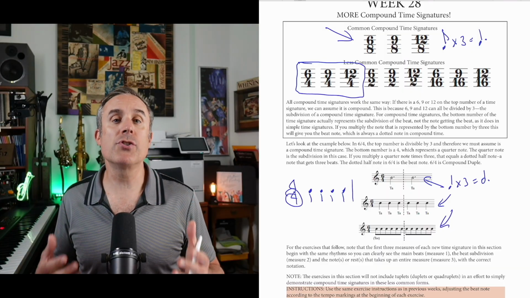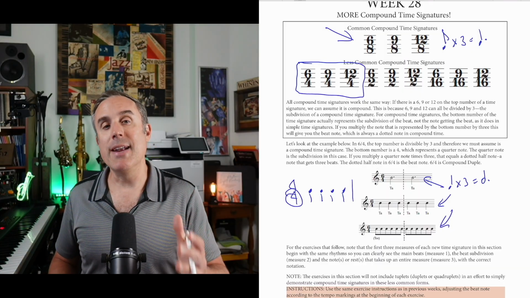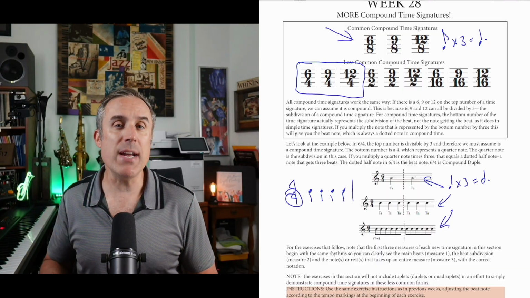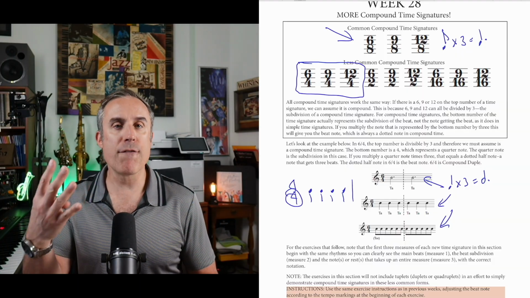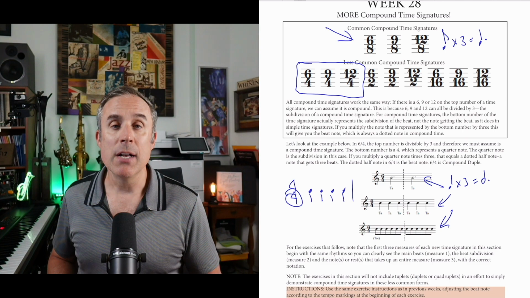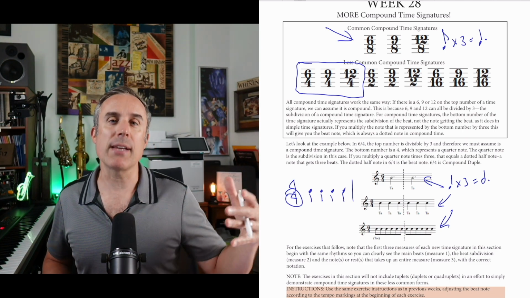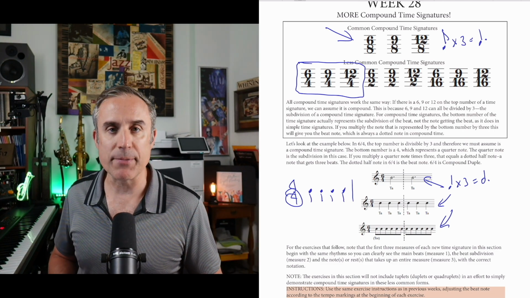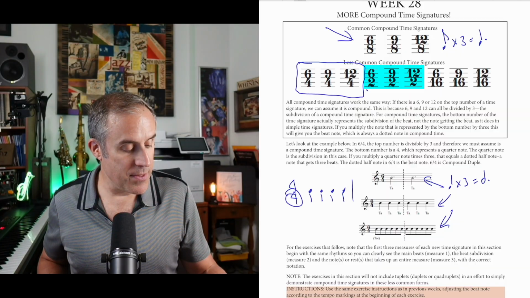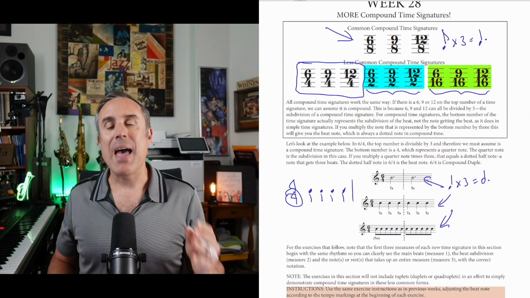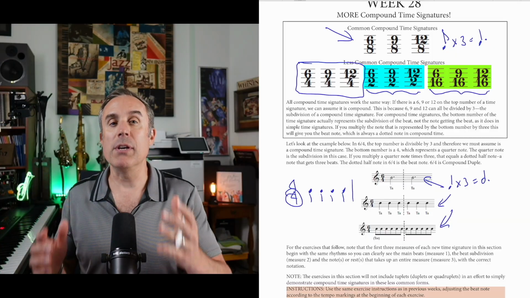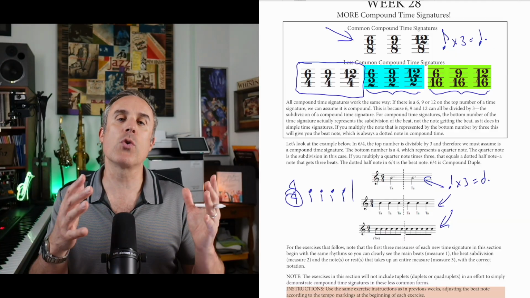6/4 represents 2 dotted half notes per measure, 9/4 represents 3 dotted half notes per measure, and 12/4 represents, of course, 4 dotted half notes per measure. So there's 2 beats, 3 beats, and 4 beats, respectively. So, does this apply to these 3 time signatures and these 3 time signatures? Absolutely it does. They'll be duple, then triple, then quadruple.